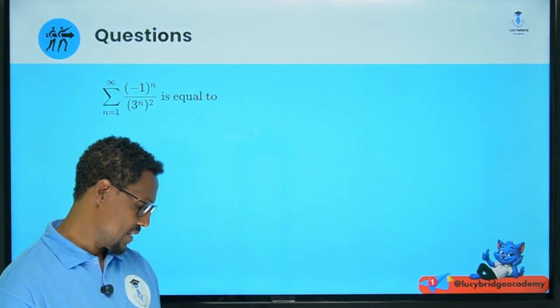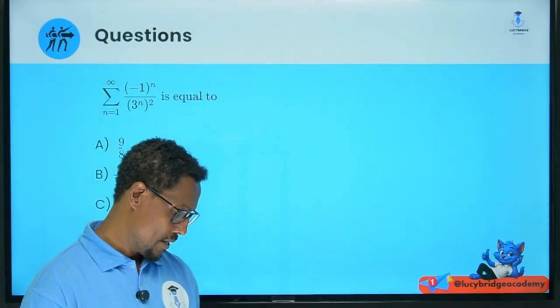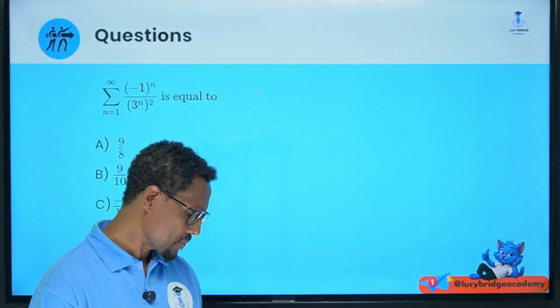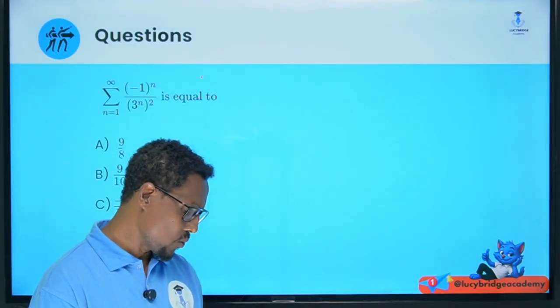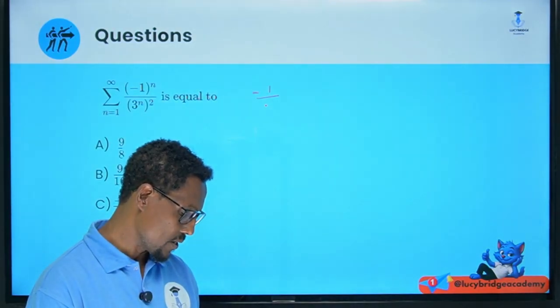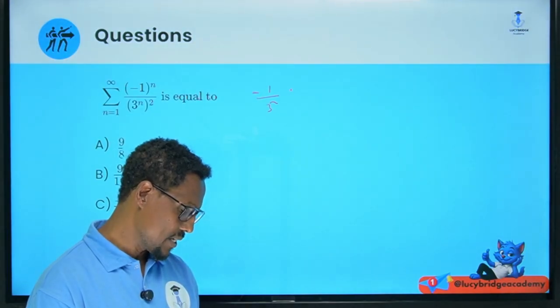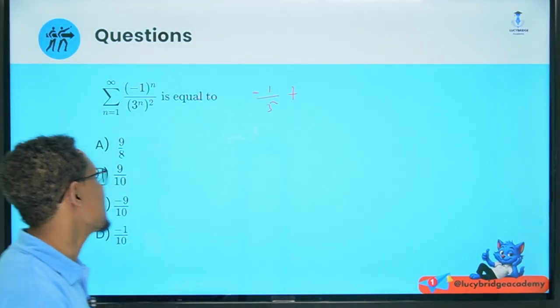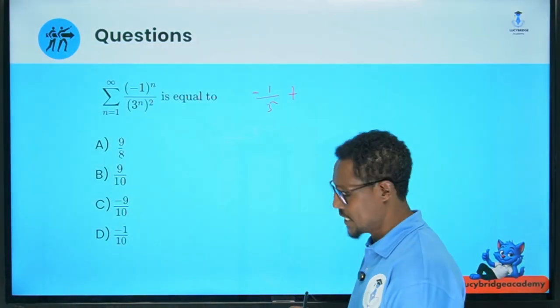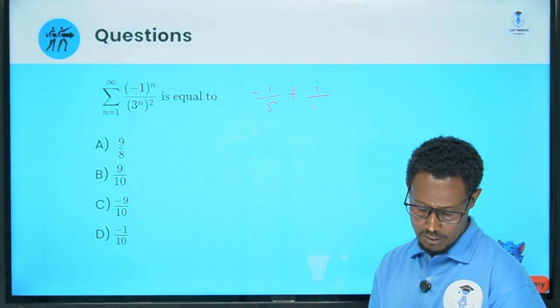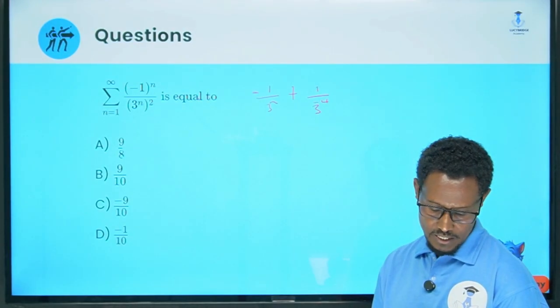Okay, we have another question: we are asked to find the infinite sum. Let me simplify first. What is the first term? When n is 1, it is minus 1 over 3 squared. Plus, when n is 2, minus 1 to the power of 2 is 1. That means 1 over 3 to the power of 4. Yes, not minus 4, it is plus 4.